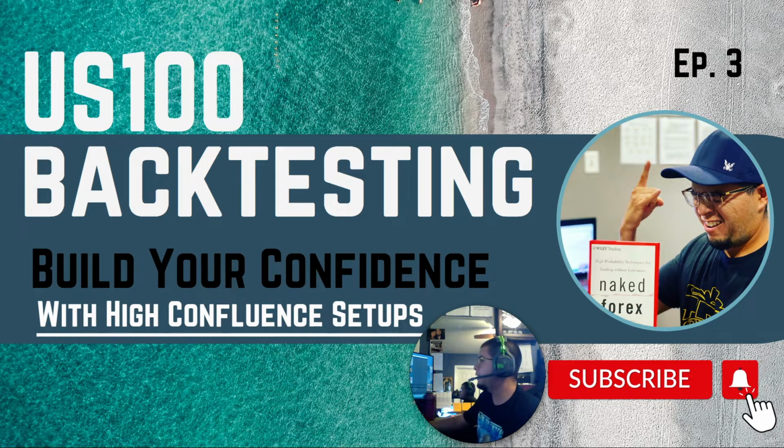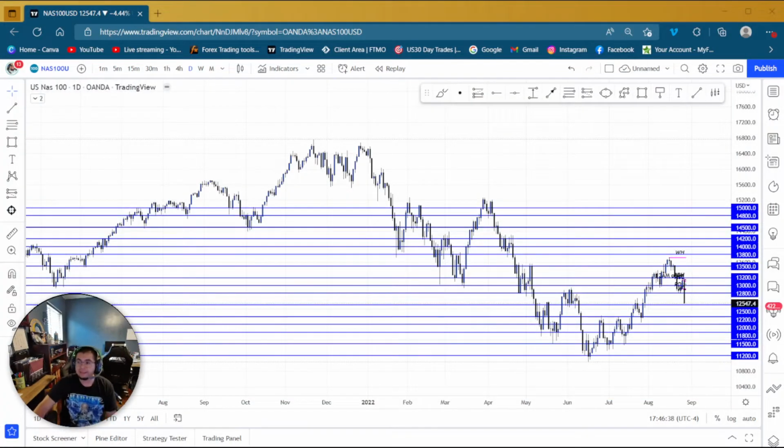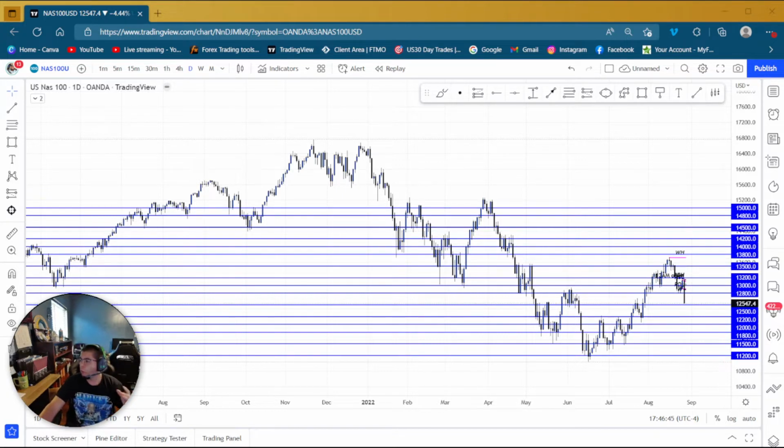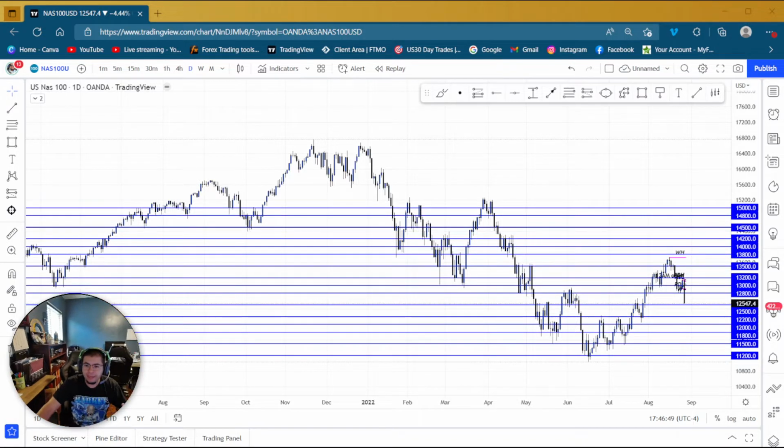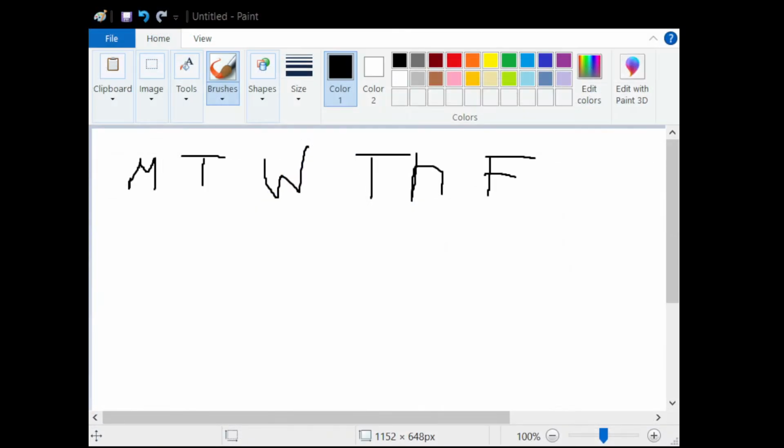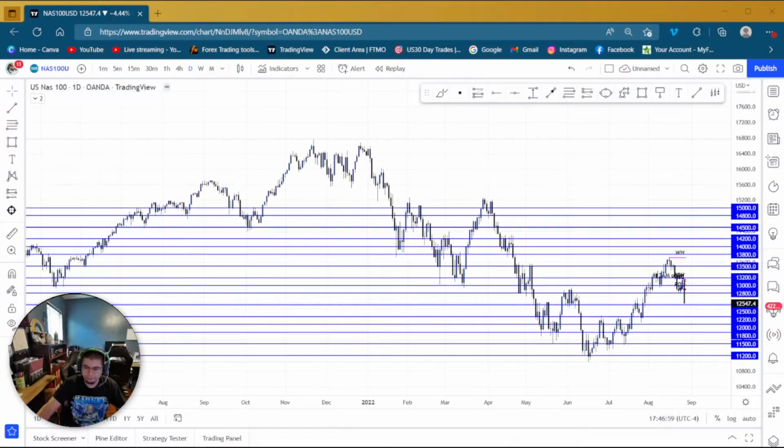So with that being said, guys, I'm gonna go ahead and show you guys the chart. We're gonna be backtesting. Today's gonna be a little different. Today I'm gonna backtest a whole week's worth of trading, and then we're gonna add it up into this area right here. We're gonna be adding our percentages. We're not gonna add the pips. We're just gonna add the percentages.